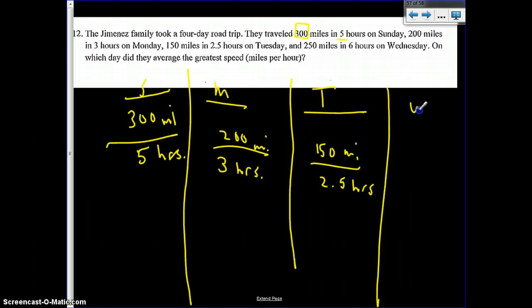All right, and then the last day was Wednesday. What did they do on Wednesday? 250 miles in 6 hours. Now, I'm not putting the units because I'm running out of room there.